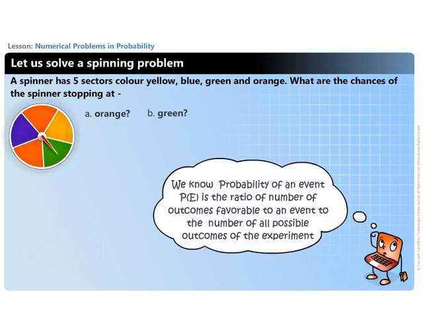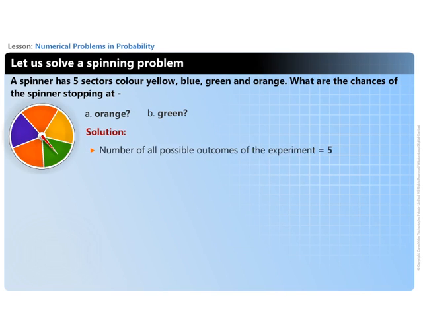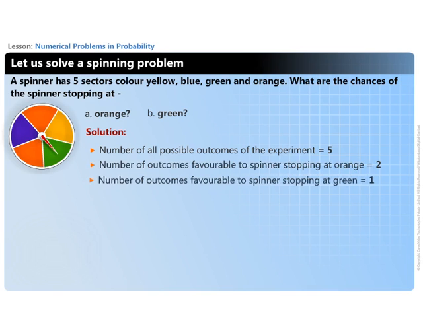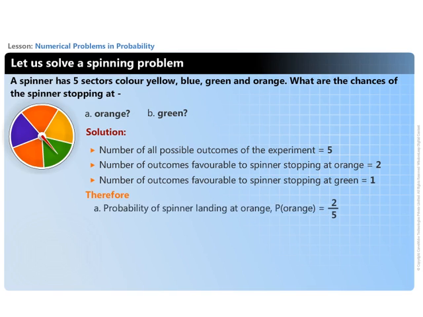We know probability of an event P(E) is the ratio of the number of outcomes favorable to an event to the number of all possible outcomes of the experiment. Here, the number of all possible outcomes of the experiment is equal to 5. The number of outcomes favorable to the spinner stopping at orange is equal to 2. The number of outcomes favorable to the spinner stopping at green is equal to 1. Substituting the values and simplifying, we get the probability of the spinner landing at orange, P(orange), is equal to 2 over 5, and the probability of the spinner landing at green, P(green), is equal to 1 over 5.